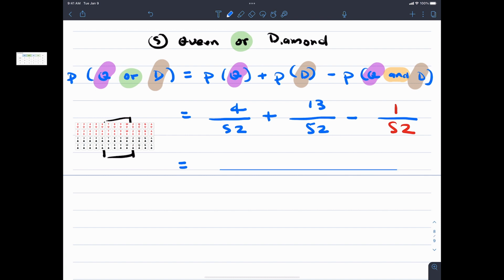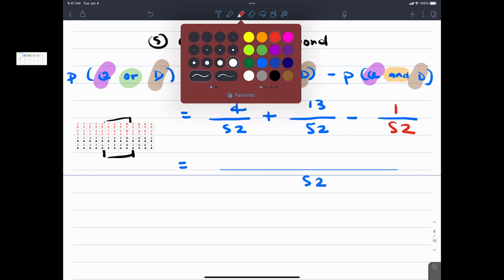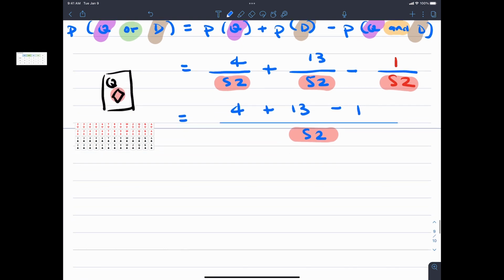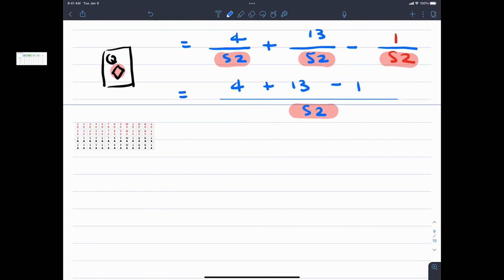What's nice about this question? What do you guys notice about the denominator? 52, 52, 52. So I keep the denominator. The fractions are alike, so I just add and subtract the numerators here, right? So what's 14 plus 13 minus 1? 17 minus 1 is what? The answer is 16 out of 52.